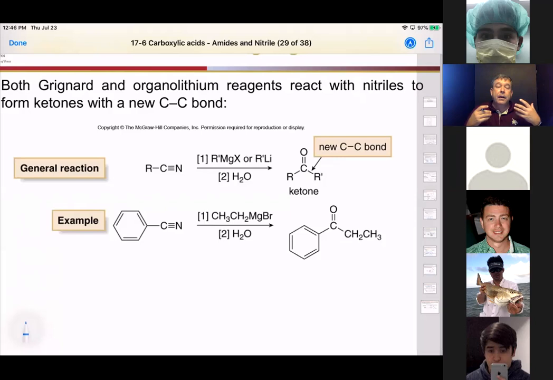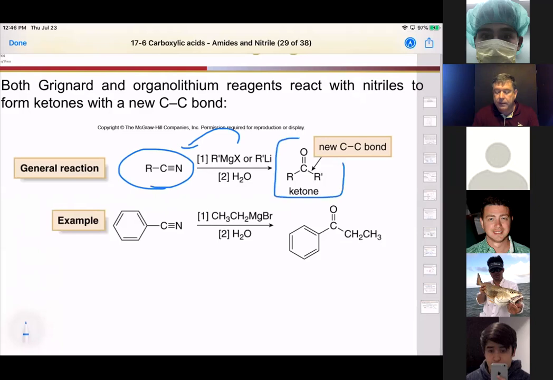Okay, so we can also use them as an equivalent to a carbonyl compound and do reactions like doing an addition across the carbon-nitrogen bond. So we can actually take our cyano compound here and react it with one equivalent of an organomagnesium or an organolithium right here.